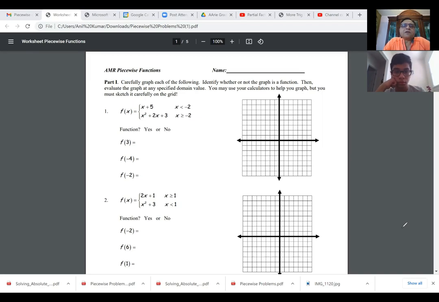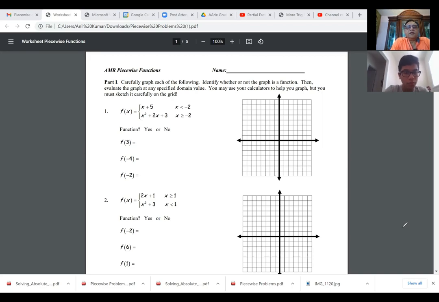Part one: carefully graph each of the following, identify whether or not the graph is a function, then evaluate the graph at any specific domain value. You may use your calculator to help you graph, but you must sketch it carefully on the grid. Perfect. So can you help me sketch this graph?